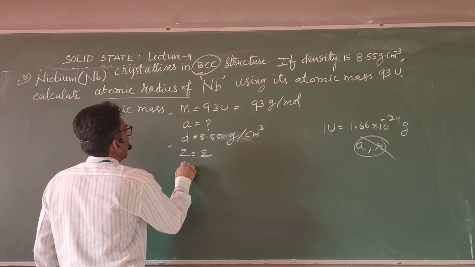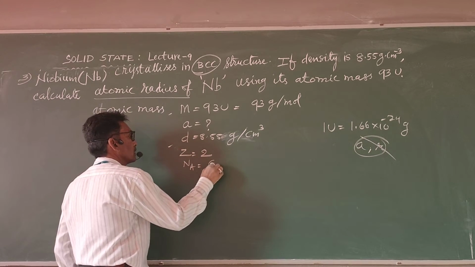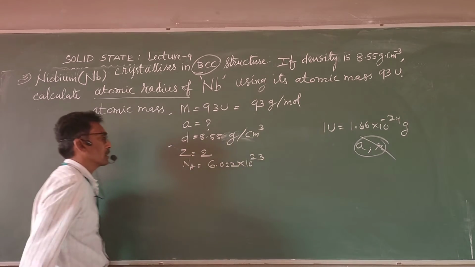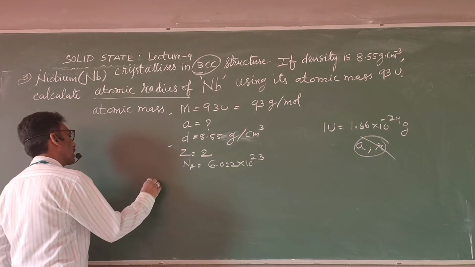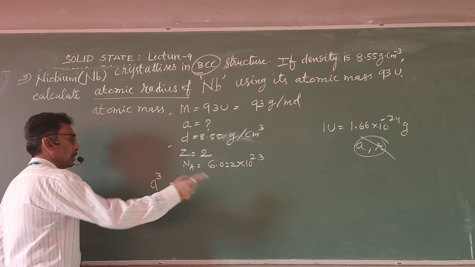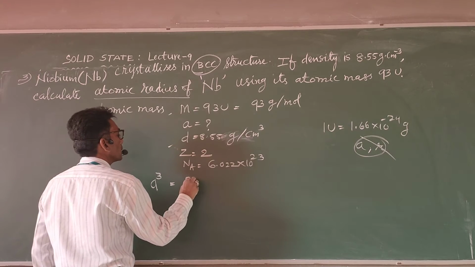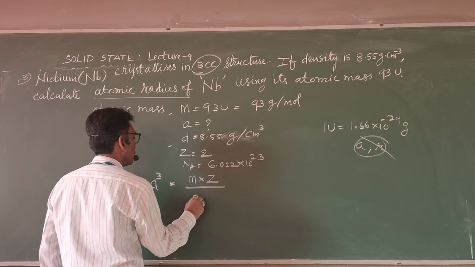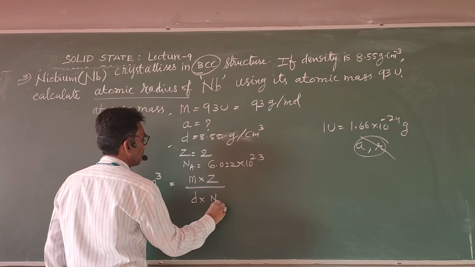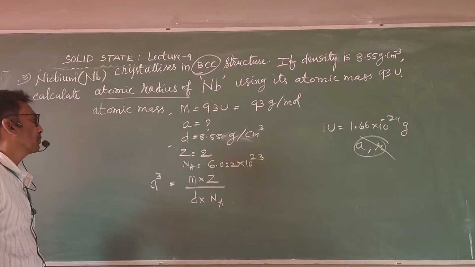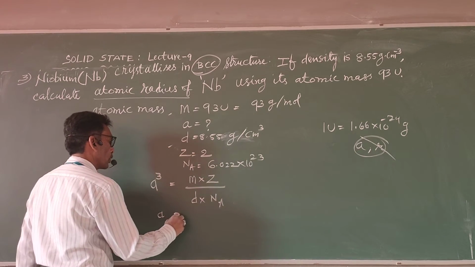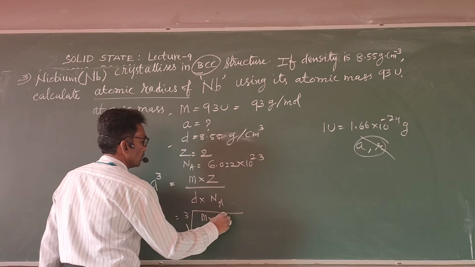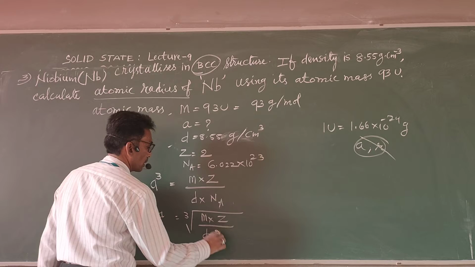Now Avogadro number is in our hands, 6.022 into 10 to the power 23 particles. Now the formula is a cube is equal to, yes, M mass into Z by density into Na, or simply a is equal to cube root of the above one, mass into Z by d into Avogadro number.